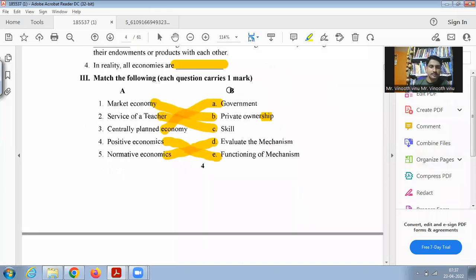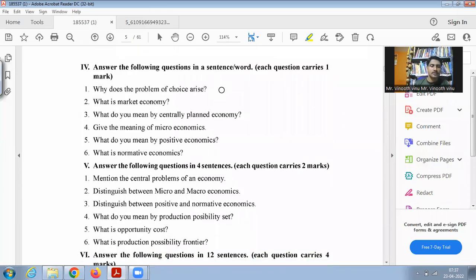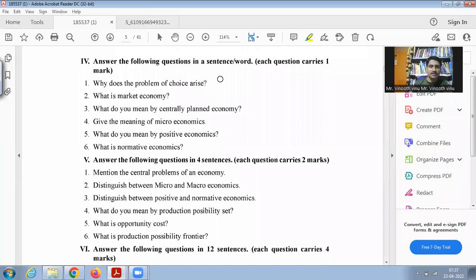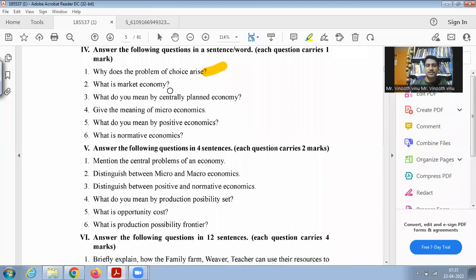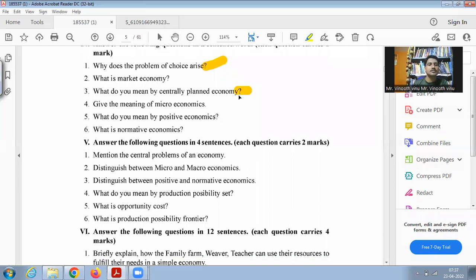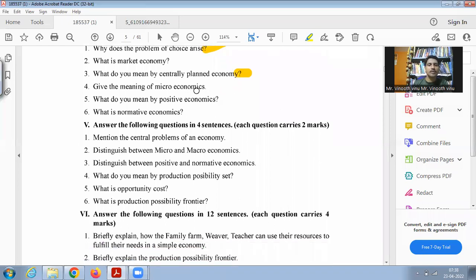Next. Why does the problem of choice arise? Important. Due to scarce resources and unlimited wants. Market economy, meaning private ownership. Centrally planned economy, government undertaken. Microeconomics, study of economic activities in individual units.